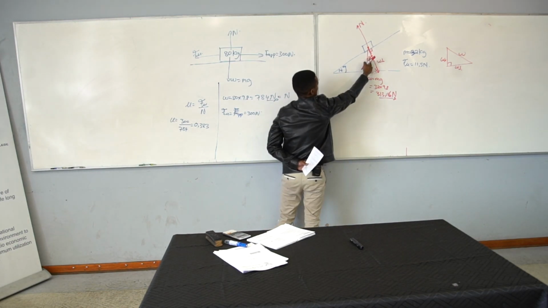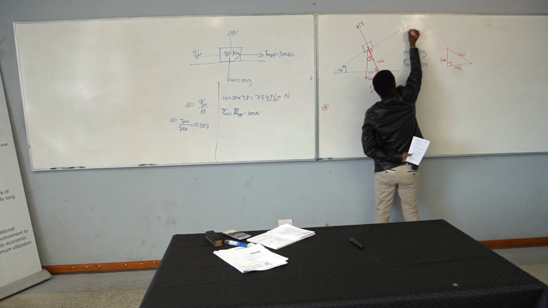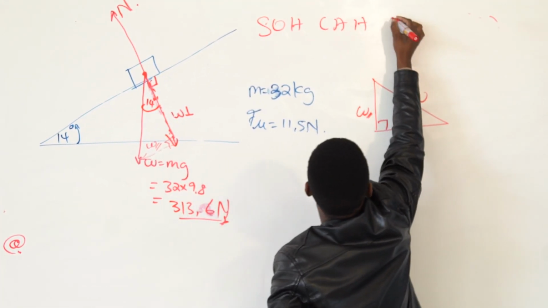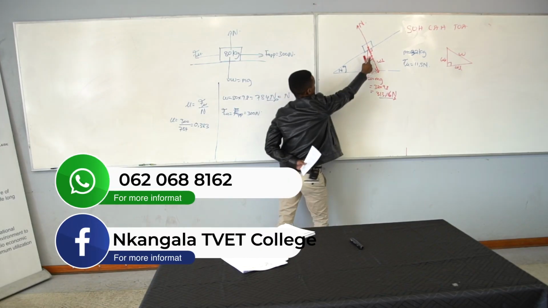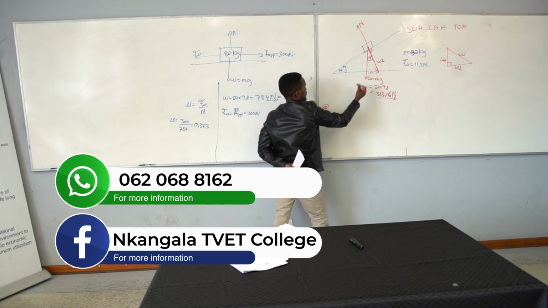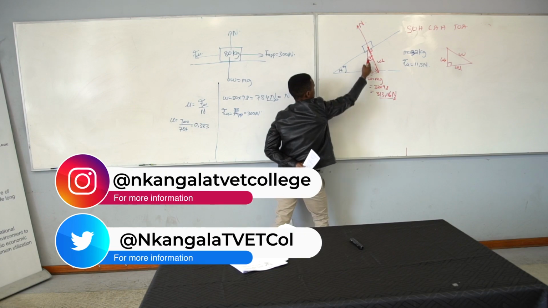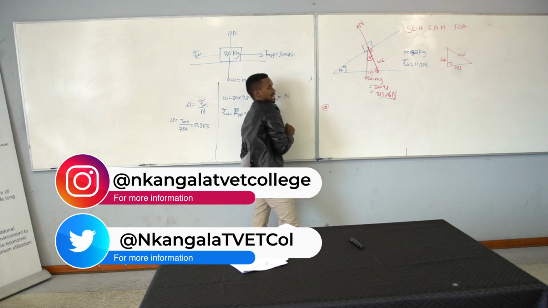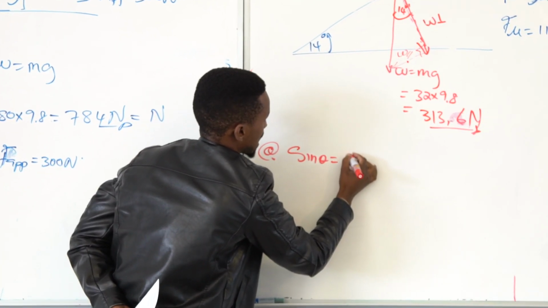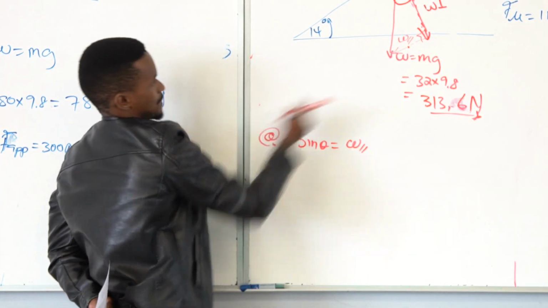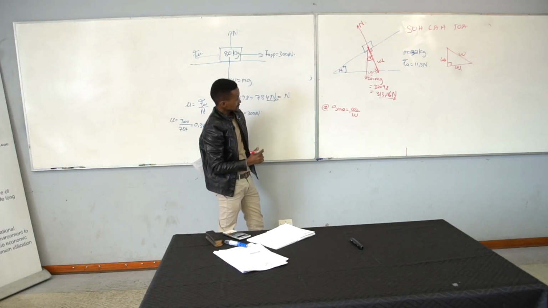Now, we're going to say opposite over adjacent. If you can still remember, we have this thing that says SOH CAH TOA, which helps us to know the ratio. Now this is opposite. We're looking for this side. What do we have? We have the hypotenuse. We have the angle. So we're going to say opposite and hypotenuse. What is that? It's sine. So sine theta will be our opposite, the parallel, divided by the weight, because the weight is our hypotenuse.